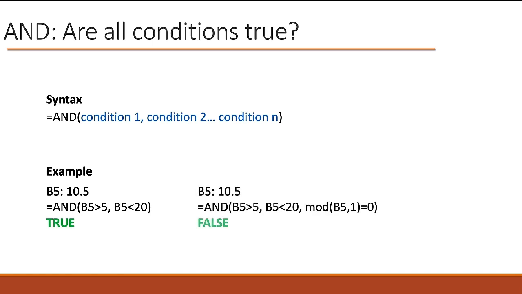But with the same 10.5 in that same cell B5, if we use those same 2 conditions in AND, and we're going to say B5 is greater than 5 and it's less than 20. Also, we are saying that it's an integer. The MOD, I'm not even going through that function in detail here. That stands for modulus, and this is a way we can determine if a number is an integer, if it's a whole number. So we're saying B5 is greater than 5, it's less than 20, and it's a whole number, then this AND function is going to return a value of false because 10.5 is not a whole number.